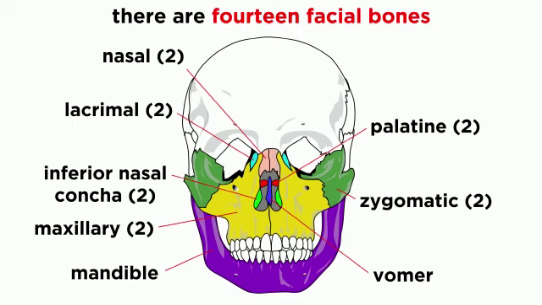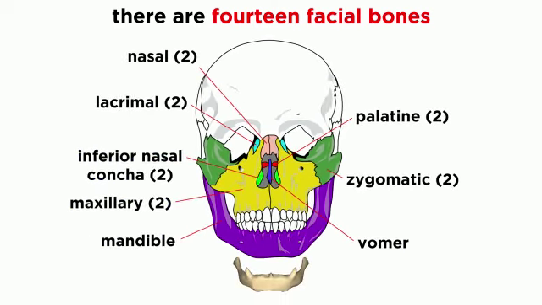Moving on to the facial bones, of which there are 14, we can start with the mandible, which is the lower jawbone. Then there are maxillary bones, which form the upper jaw and part of the face. Next we have 2 zygomatic bones, which are the cheekbones, nasal bones, which make up the bridge of the nose, lacrimal bones, palatine bones, the vomer, and inferior nasal conchae.